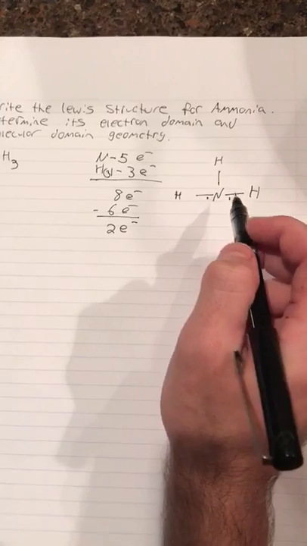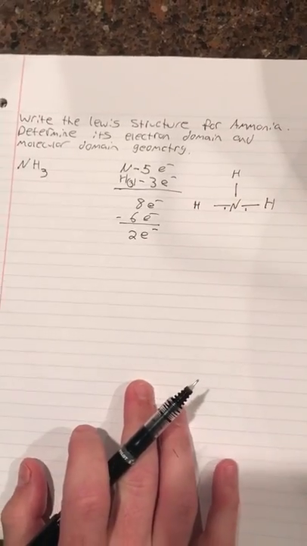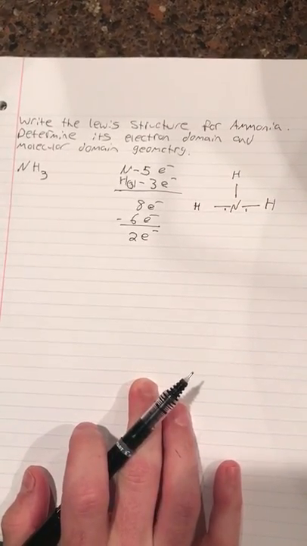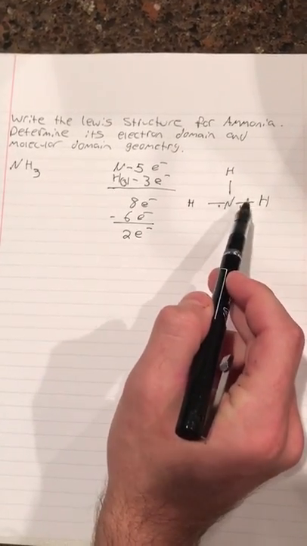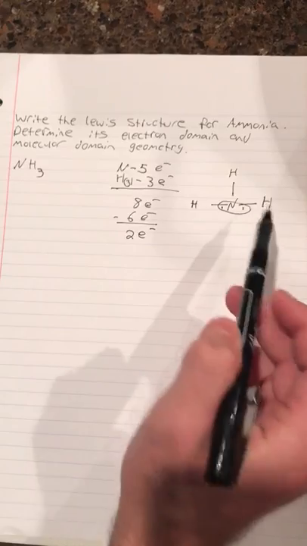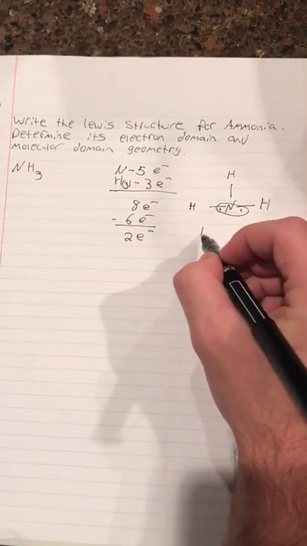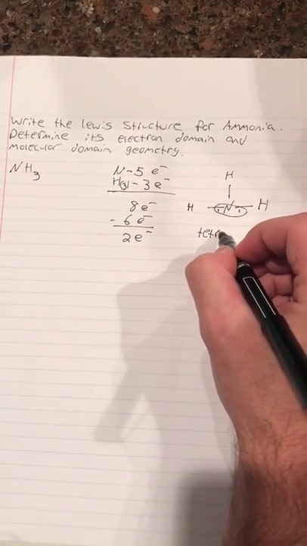So then, now we have to go to our chart to determine the electron domain, and we know that it has 1, 2, 3, 4 electron domains, and that's going to be tetrahedral, so it's going to be shaped tetrahedral.